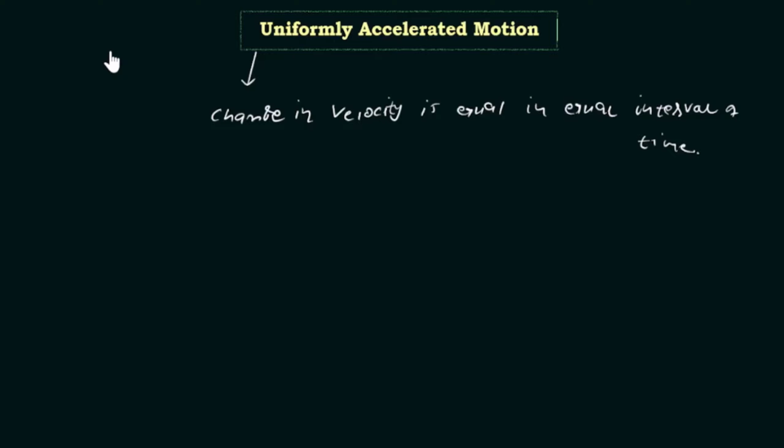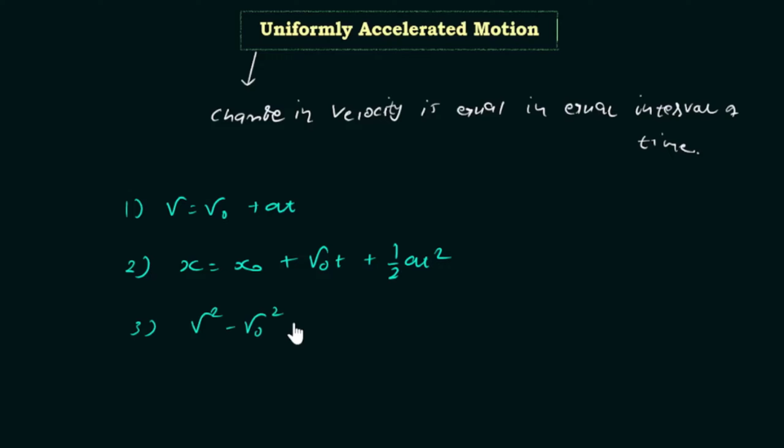At the school level of physics, we have learned about three equations of motion which are applicable to uniformly accelerated motion. Our first equation is v equals v naught plus at. Our second equation is x equals x naught plus v naught t plus half a t square. Our third equation is v square minus v naught square equals 2a times (x minus x naught), right?